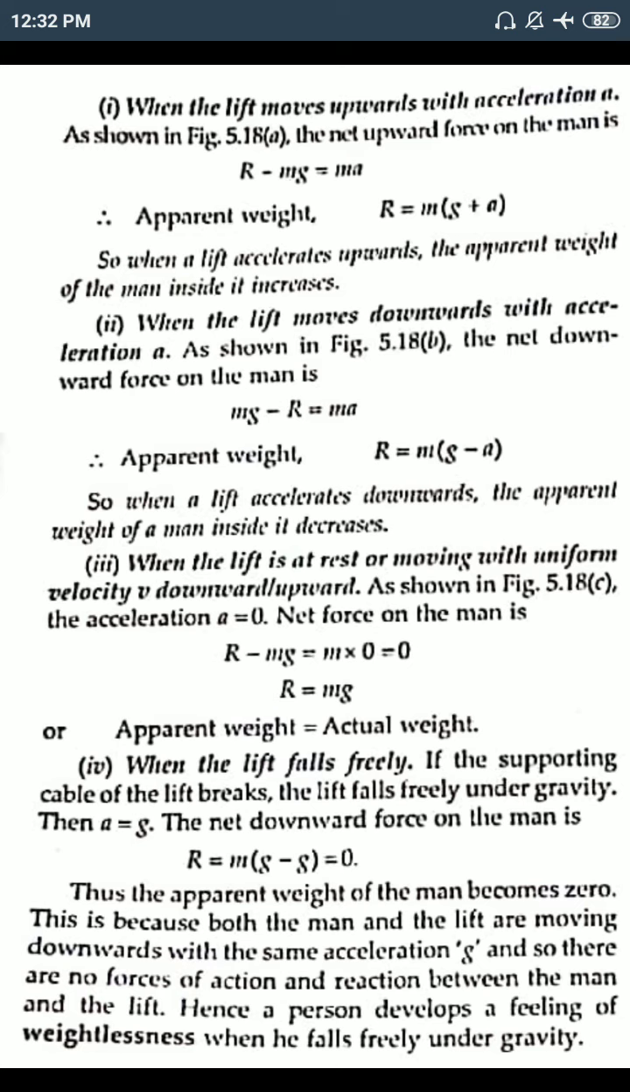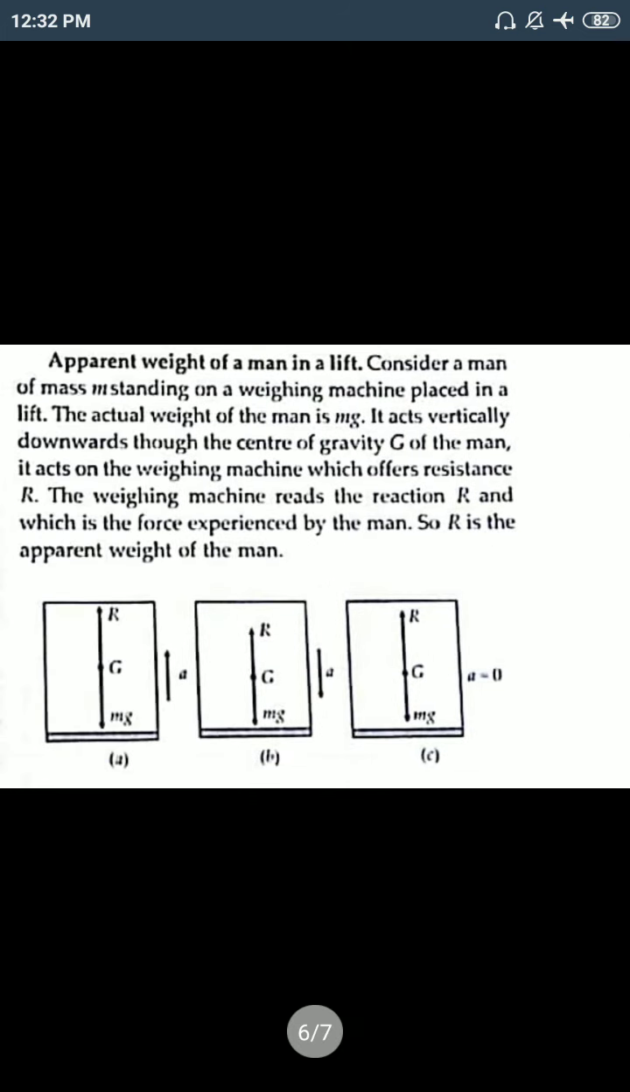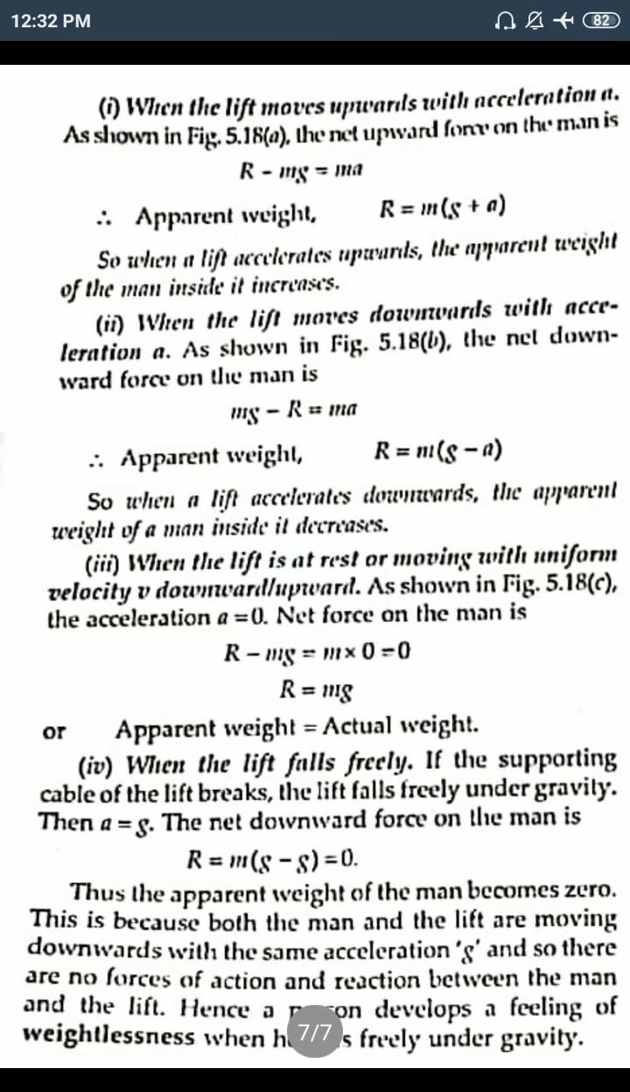Now, when the lift is at rest or moving with a uniform velocity v downward or upward, as in this figure, the acceleration is 0. If it is continuously at rest, the acceleration is 0. And if it moves with a uniform velocity v, either downward or upward, the velocity does not change, so how can we get acceleration? We know that acceleration is the rate of change of velocity. So we can say that the acceleration a equals 0.